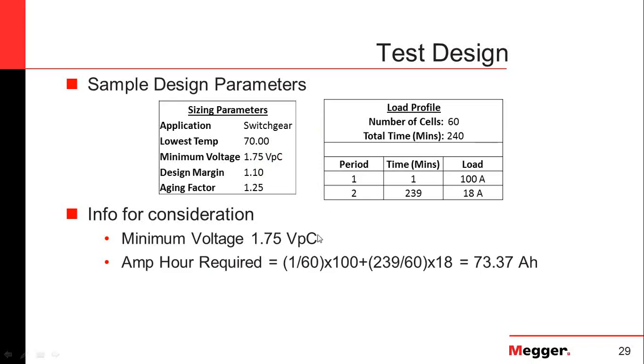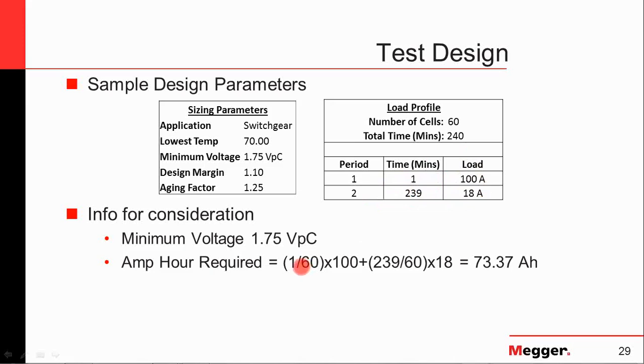I also have my amp hour required based on this information in my load profile. I have period 1 of 1 minute at 100 amps, and then 239 minutes at 18 amps. And admittedly, this is a very simplified load profile. Yours might be more complex than this, but I just wanted to give an example.